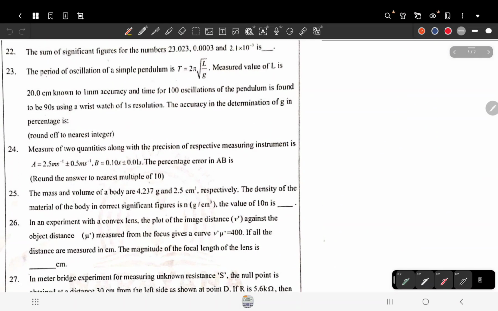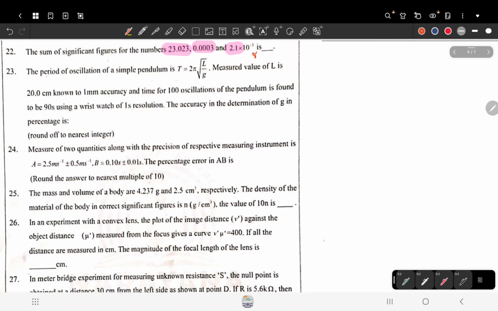I have question number 22: the sum of significant figures for the numbers 23.003, 0.003 and 2.1. Even a kid can do this. So this value has how many significant figures? 5, and in this one 1 and in this one 2. So 5 plus 1 plus 2 is nothing but 8, right? No need to do any extra calculation. So your answer is 8. You can directly go with this.